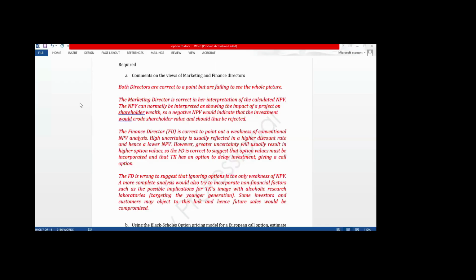Some investors and customers may object to this link. How will you develop a new alcoholic product, and your target market is the younger generation? That could have impact on the corporate image of the company. These factors must be considered also. So that will be your response to requirement A.